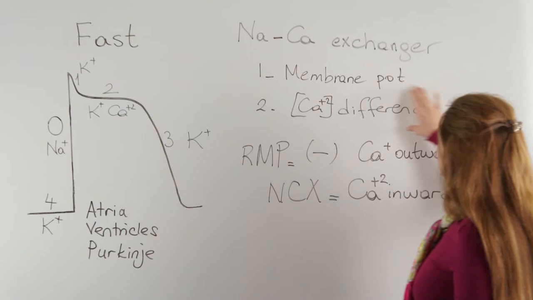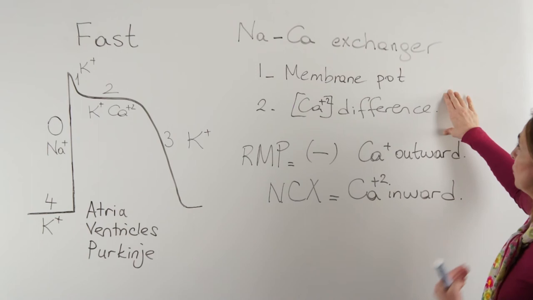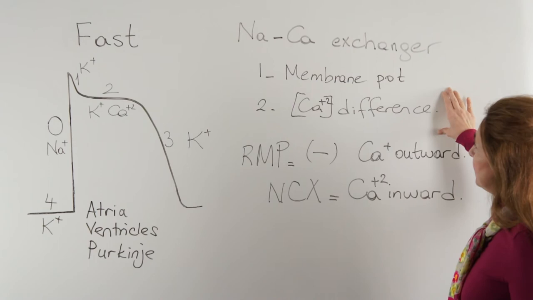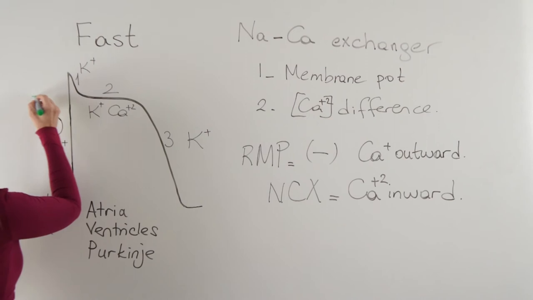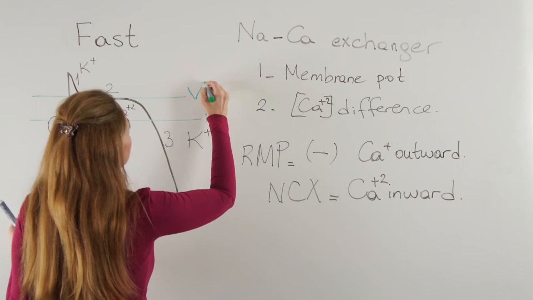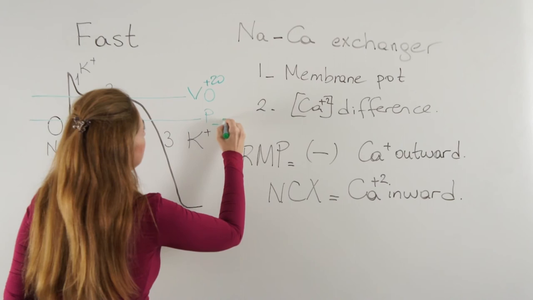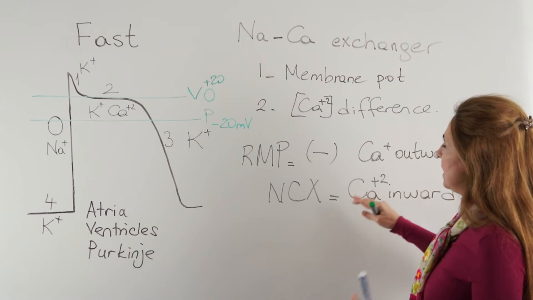So calcium concentration difference, if more calcium comes into the cell, if intracellular calcium concentration increases, sodium-calcium exchanger will try to move calcium outward. What will be the result? The result will depend on the level of the plateau. It's a little bit confusing here because ventricles have a plateau at a more positive value and Purkinje cells have a plateau at a less positive value. If the plateau for ventricles is at plus 20 or 0 millivolts, the plateau at Purkinje cells is at minus 20 millivolts. So this may change the direction in which sodium-calcium exchanger is going to move.